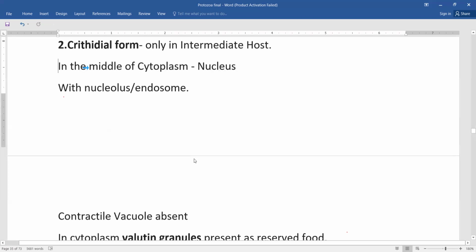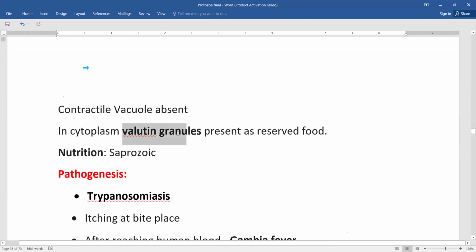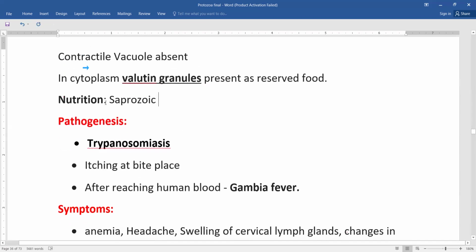The nucleus contains a nucleolus, and the contractile vacuole is absent. The reserved food material is called volutin granules. Nutrition is saprozoic. I have explained what is saprozoic.